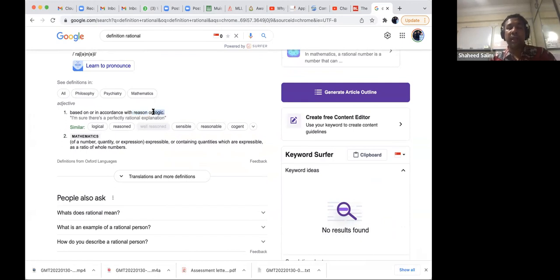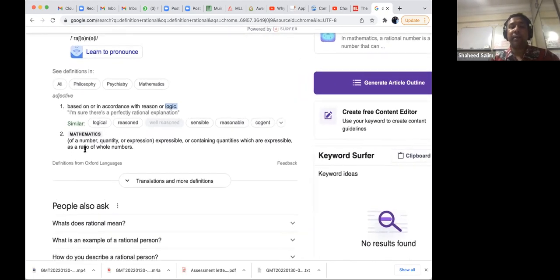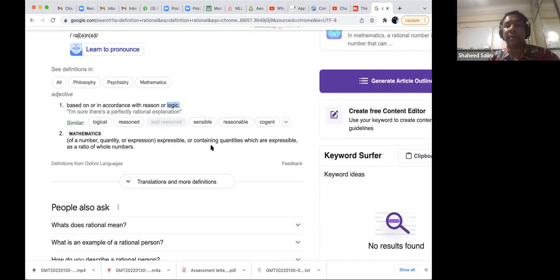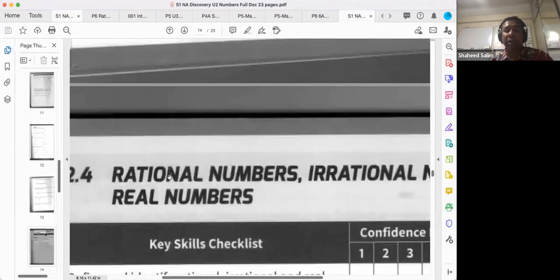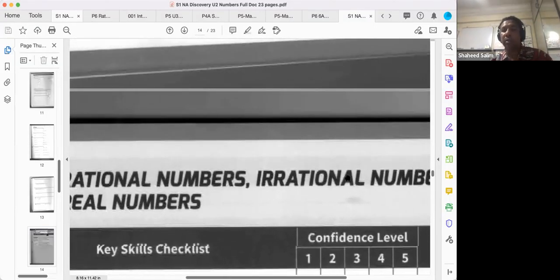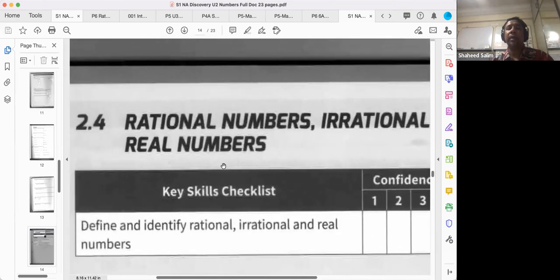Let's say your friend says, hey, I lent you $2. Now you cannot pay me. I want you now to be my slave. It's not logical, it's not being rational. Rational is logical, reasonable. But in mathematics, it's something that is expressible. What is expressible? We're going to learn that in a moment. So you have rational numbers, irrational numbers, and real numbers.